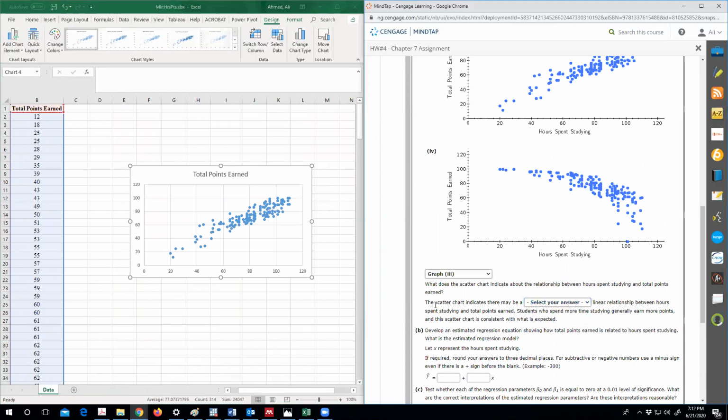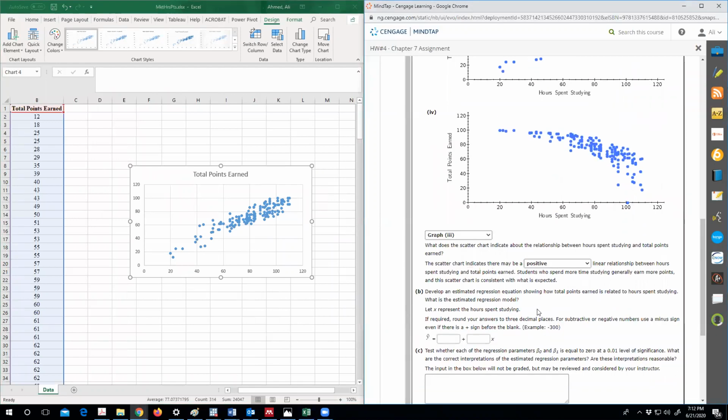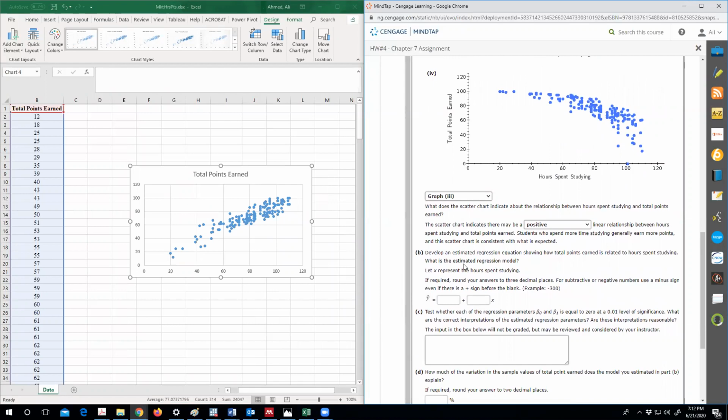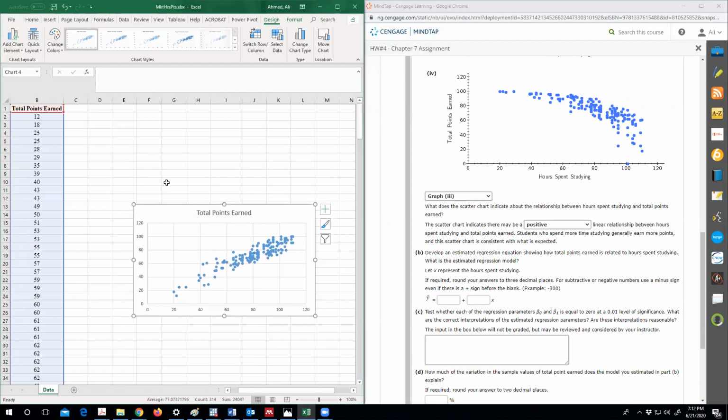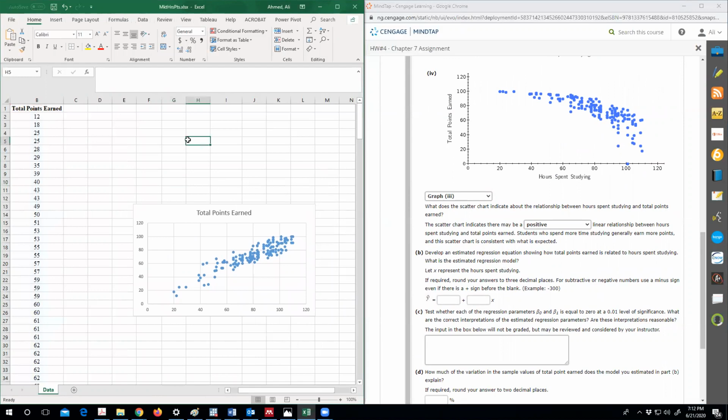So then the second thing they're asking, how does the scatter chart indicate there may be a positive relationship? Because it's increasing. As the values of hours increase, the points are also increasing. So it's a positive relationship between the two. Then they're asking us to estimate a regression equation. So this is the thing we have to create, a regression equation.